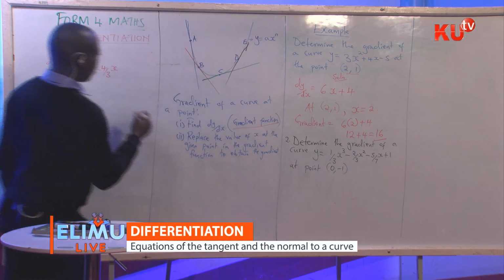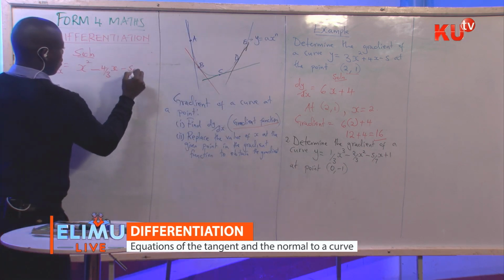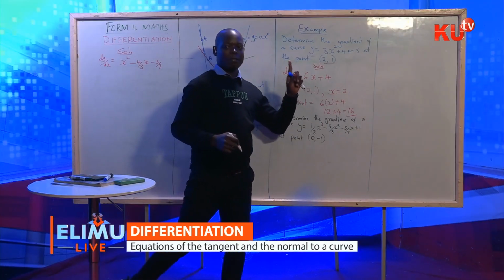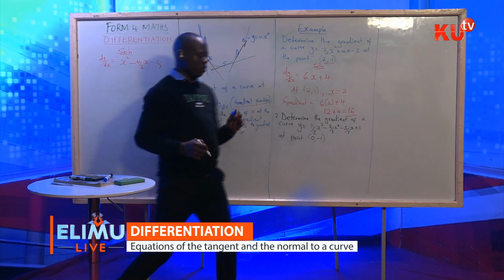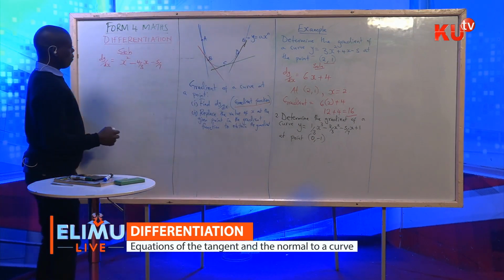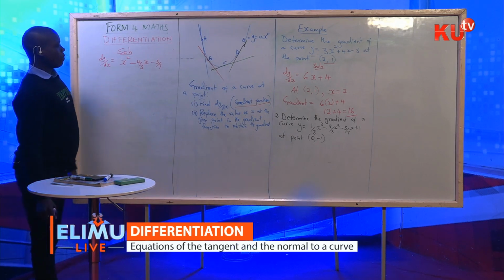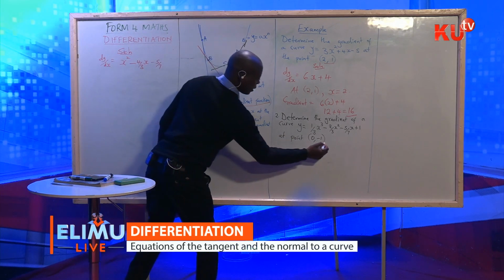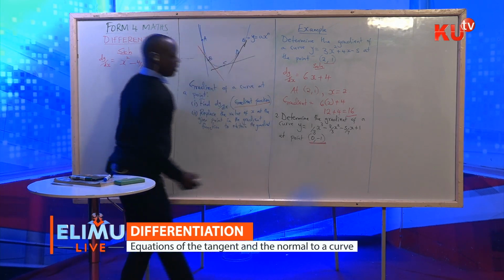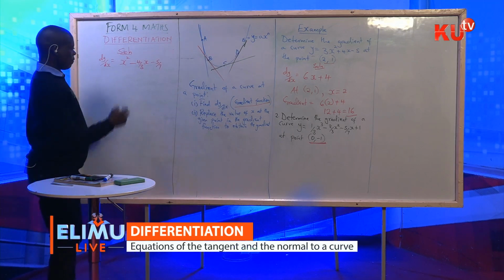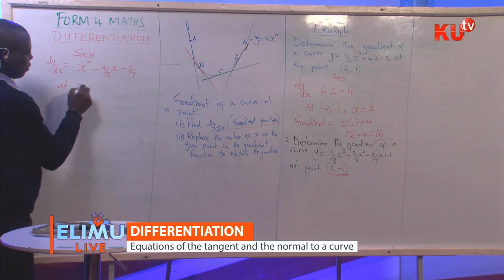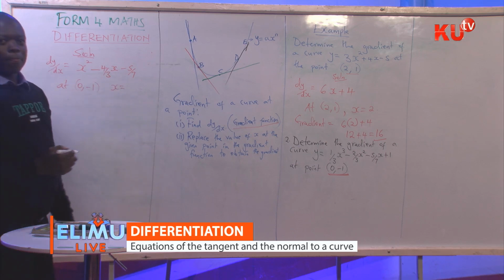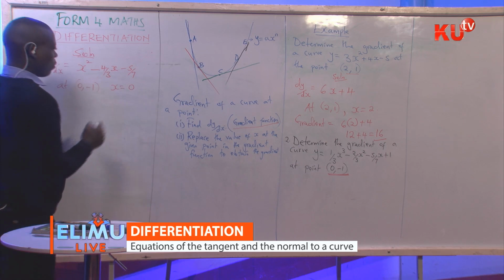Good. It is negative 5 over 7. What about the derivative of 1? We've said the derivative of a constant is always 0. Therefore, we will not strain writing anything there. We will have x squared minus 4 over 3x minus 5 over 7. The question is specific: at the point (0, negative 1). What is the value of x at this point? Good. The value of x is 0.